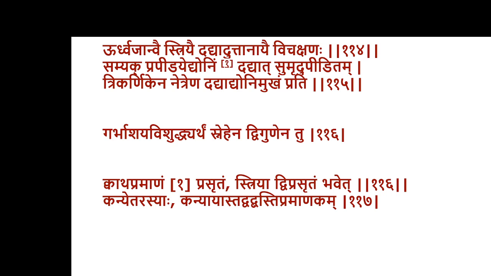Of course, it's quite difficult to give double the quantity in a uterus, whereas in the bladder it could be given directly. Katak pramanam prasutam sriyam viprasutam bhavet kanyatarasyaha kanyayah tadvad basti pramanakam. The pramana for females is one prasuta, that's an extended hand's contents, around 30 to 40 ml. Or in an adult it could be viprasuta, 80 ml.